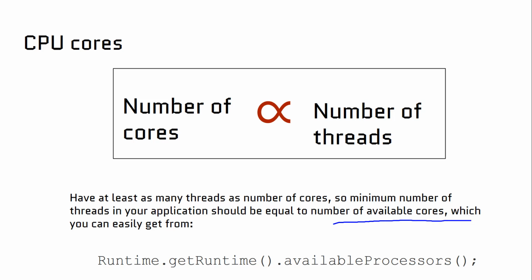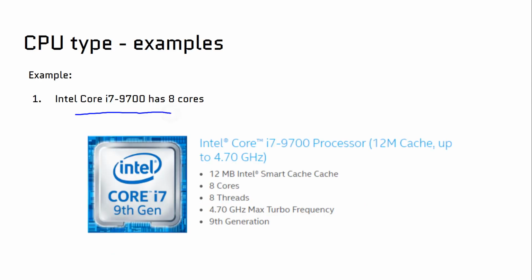So how do you get the number of cores from your machine? You just need to call Runtime.getRuntime().availableProcessors(). This will return the number of available cores, and you can choose that as the thread pool size in your executor service. For example, the Intel Core i7-9700 has 8 cores and 8 threads. So you can choose your thread pool size as 8 threads if no other application is running on your system and no other executor service or thread pool is running in your Java program.